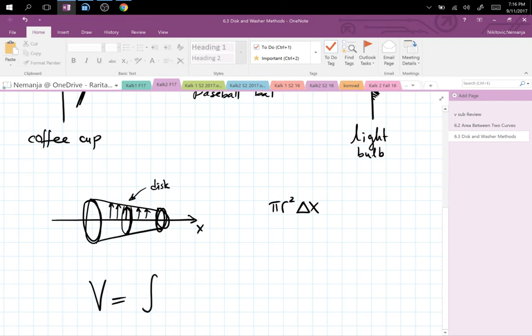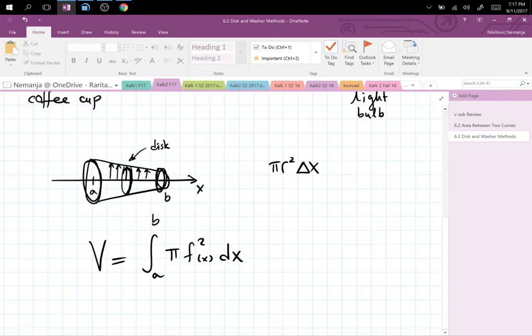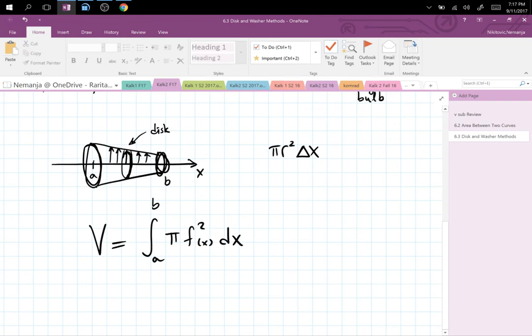So the volume is the integral from a to b, again, which are your a to b limits of the object. And then you have pi f squared dx. Dimensionally, it makes sense. So the f of x, that's the radius? Yes.